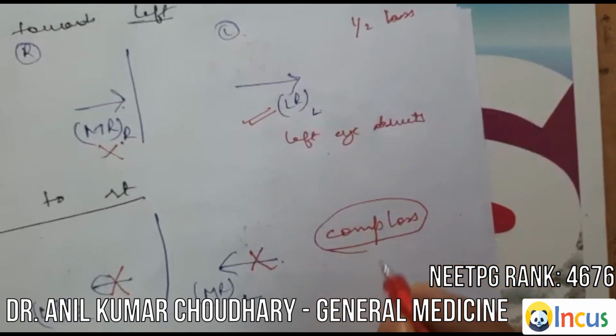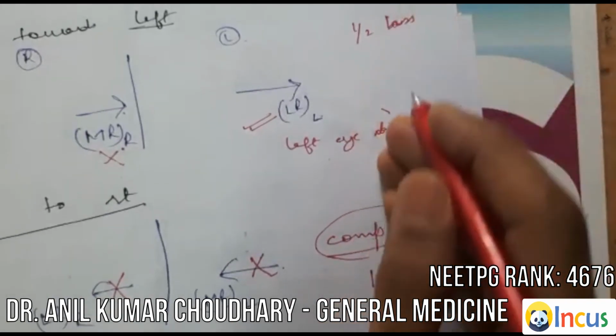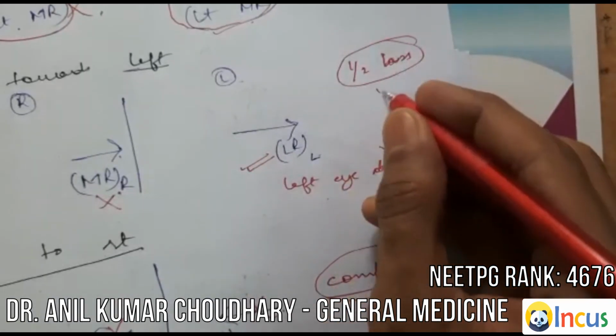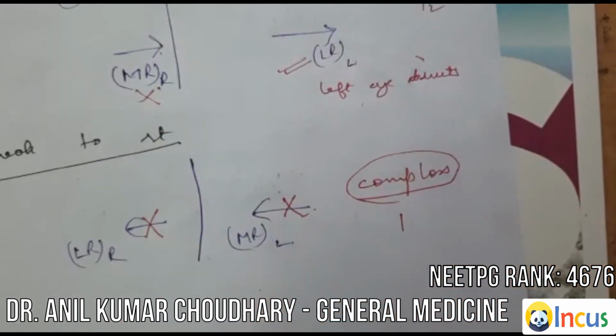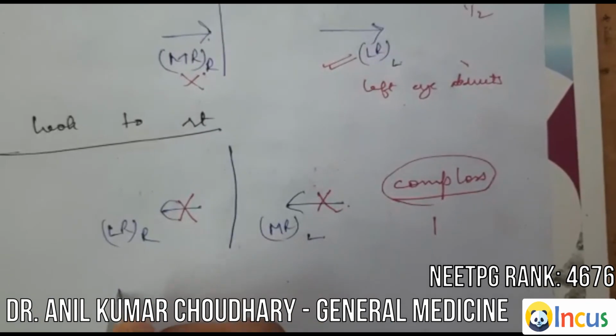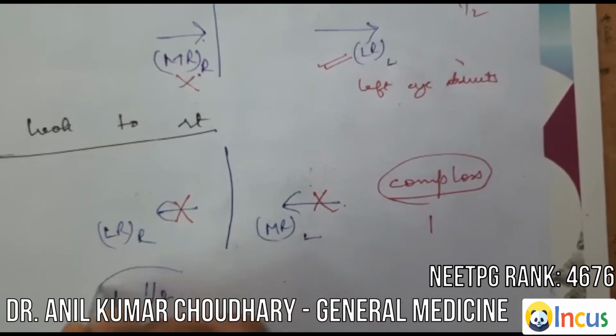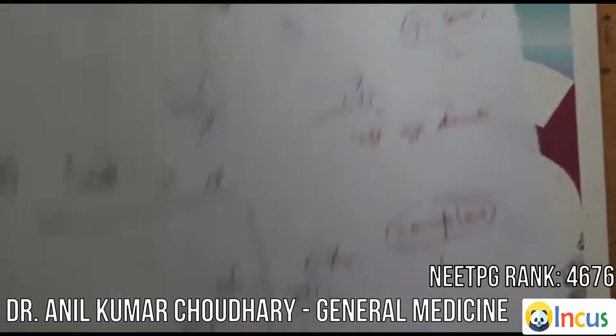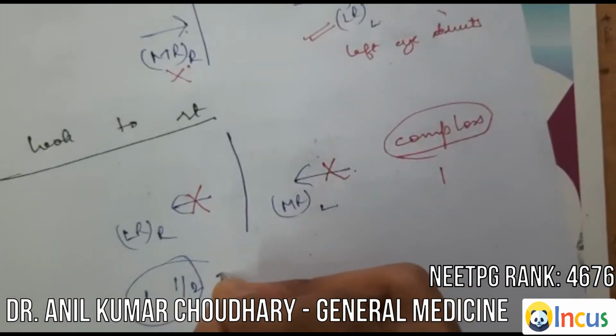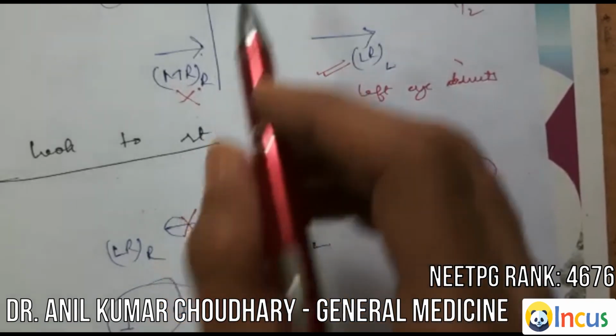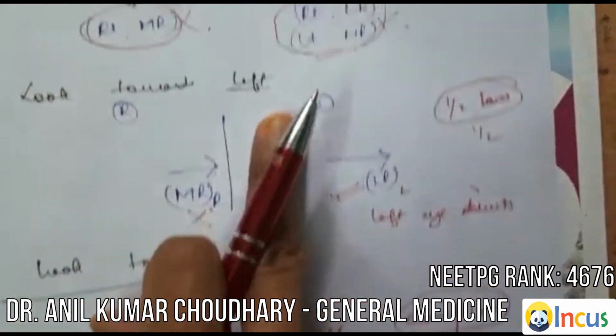So let us say complete loss is 1 and previously we have seen half loss. That is half. So this is 1.5 syndrome. Very easy, no? This is 1.5 syndrome. One loss in one eye, one movement, and half loss in the other movement. This is 1.5 syndrome. So in a nutshell we can say what is 1.5 syndrome? When the patient is asked to look towards the side of lesion.